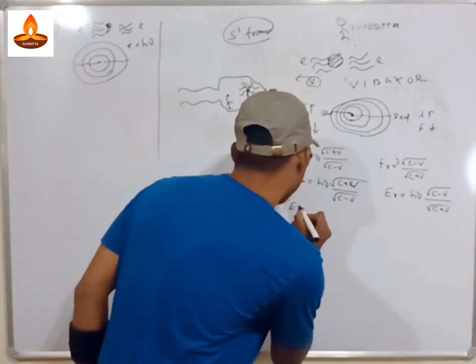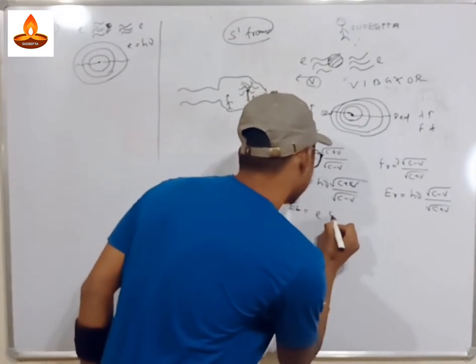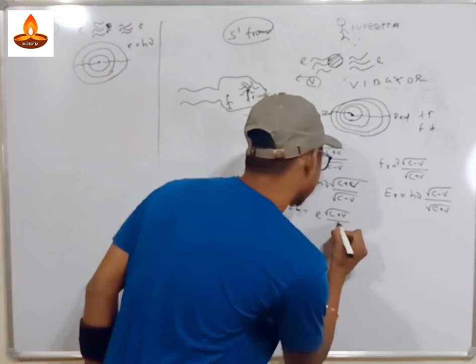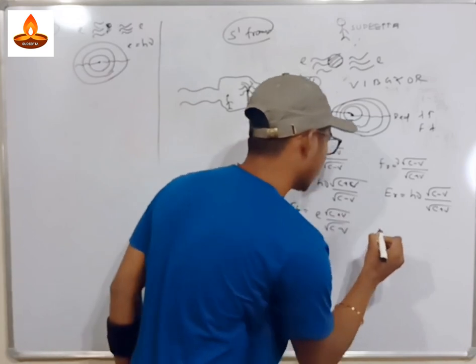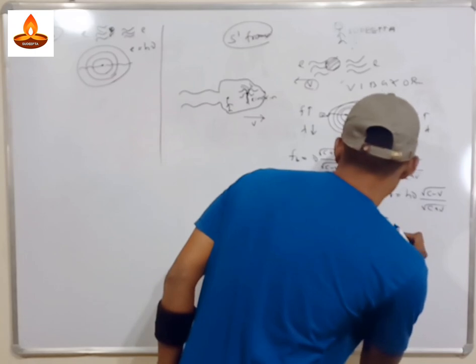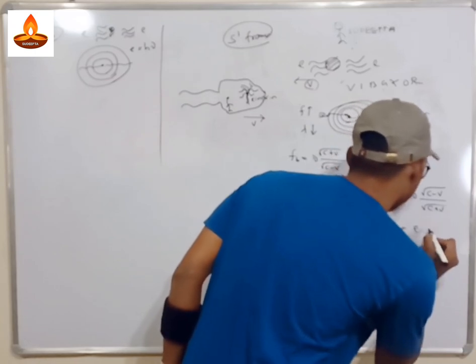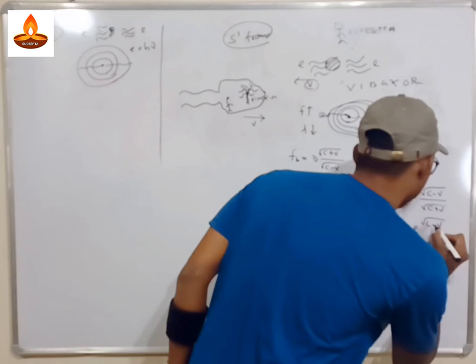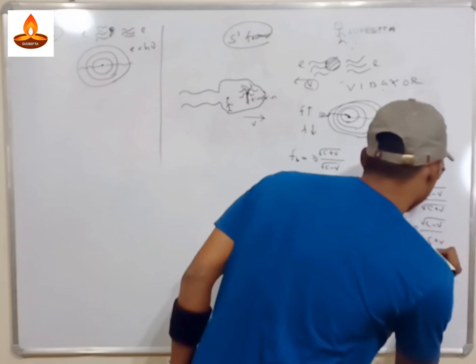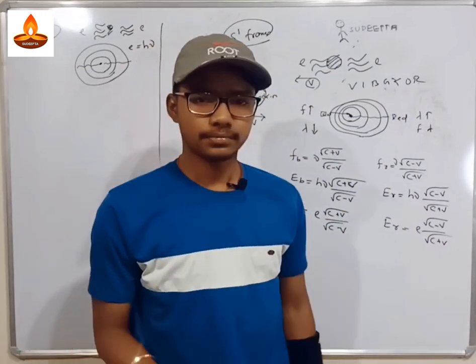So E_B is equal to small e times root of (c plus v) upon (c minus v). Like that, E_R is equal to small e times root of (c minus v) upon (c plus v).